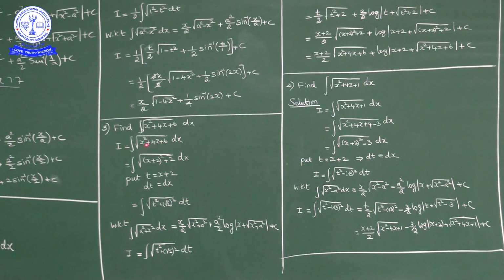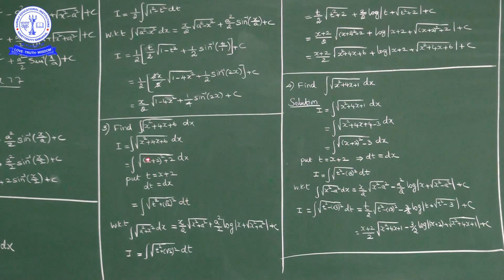Okay, so x square plus 4x plus 4 we can write as (x plus 2) whole square. So integration I reduces to integral square root of (x plus 2) whole square plus 2 dx. Okay, I'll substitute x plus 2 as t. Put x plus 2 is equal to t, dx is equal to dt.